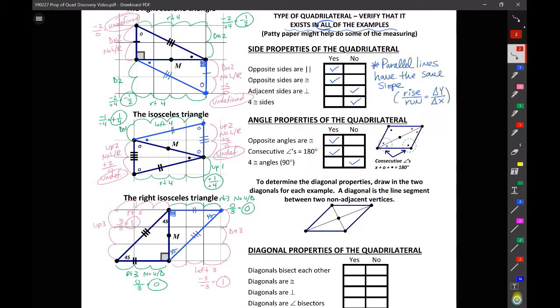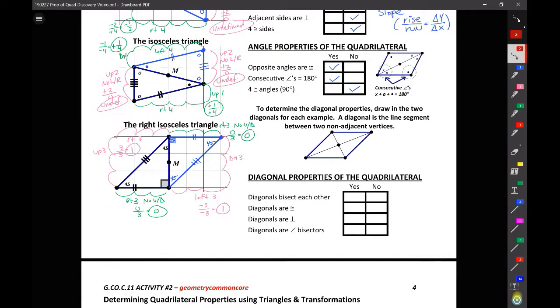All right, so the last one we need to talk about are the diagonal properties. We want to explore the diagonal properties of these shapes. And in order to do that, you can see right here, the instructions tell us that we need to draw in the diagonals. Now, the good news is by doing these rotated triangles, we've actually already got one of the diagonals drawn in. You can see I highlighted those there. So you want to grab a ruler and you want to draw in the other diagonals as well.